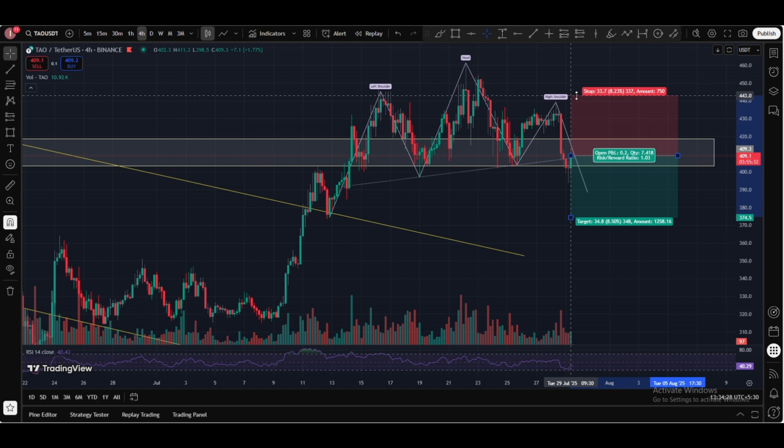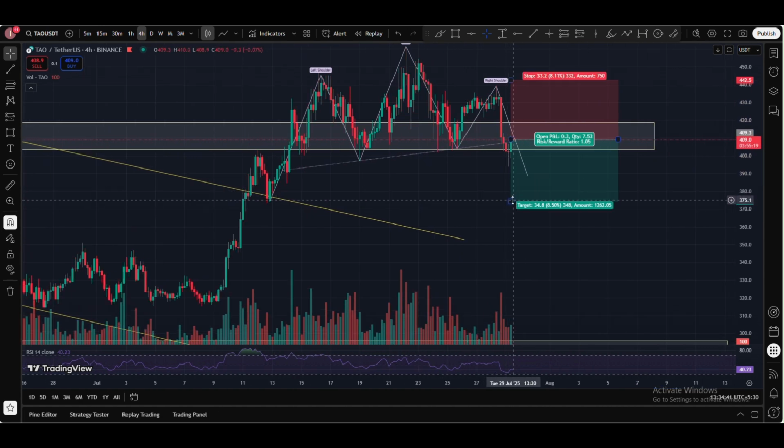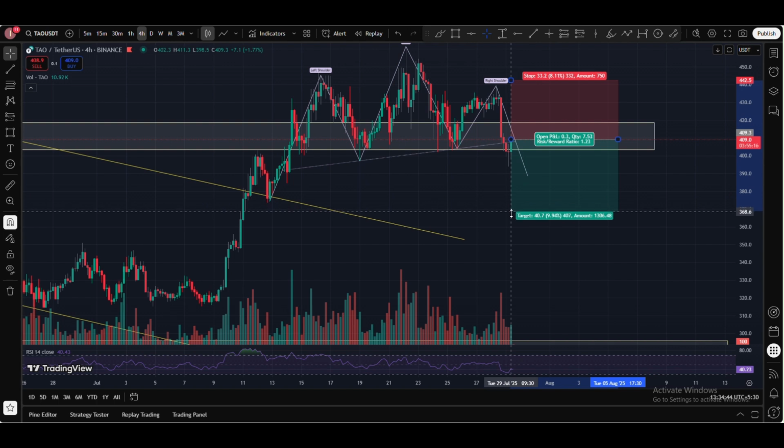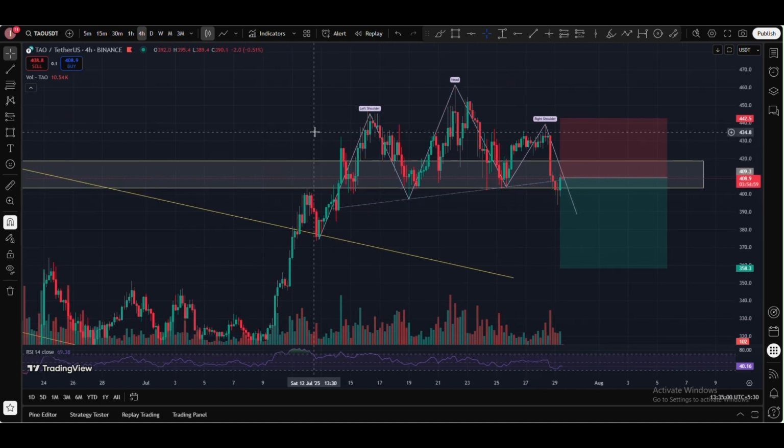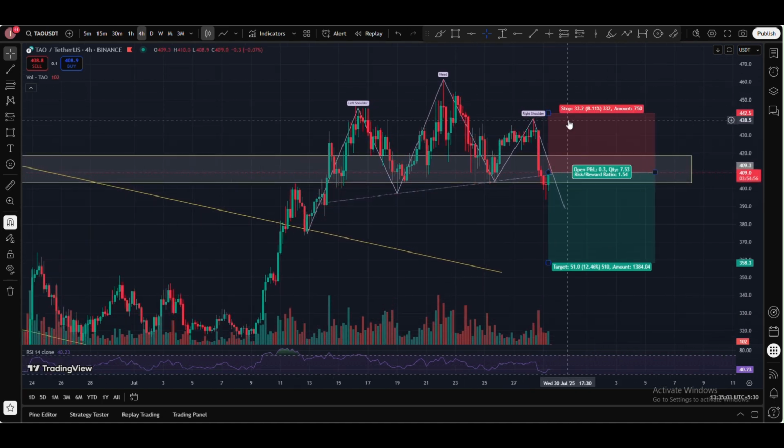and you can put a good stop loss at this right shoulder high, and you can put the take profit at 1 to 1.5 in this area. This is the TAO USDT chart.